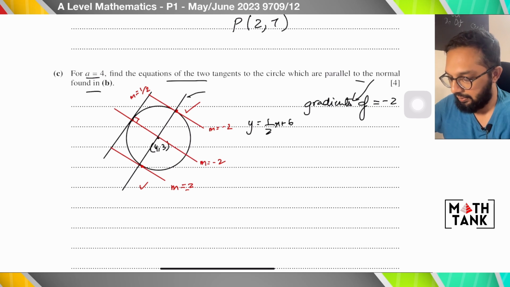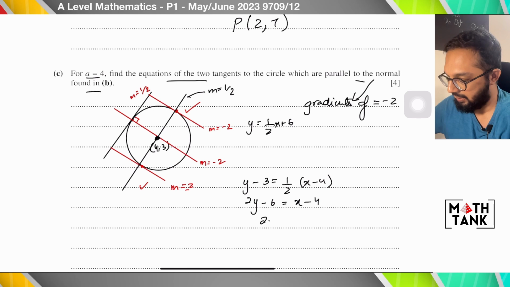Okay, this equation will also have a gradient of half, and it's passing through the point (4, 3). Can I construct the equation of this line? Can I say that y minus 3 equals half (x minus 4)? So 2y minus 6 equals x minus 4, 2y equals x plus 2.